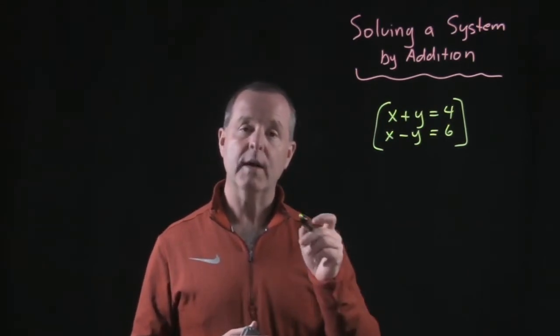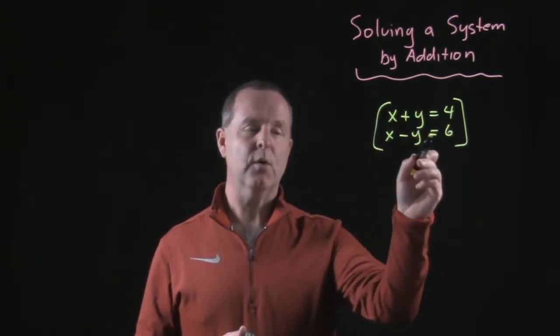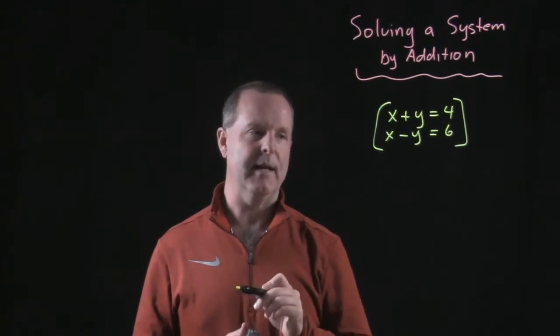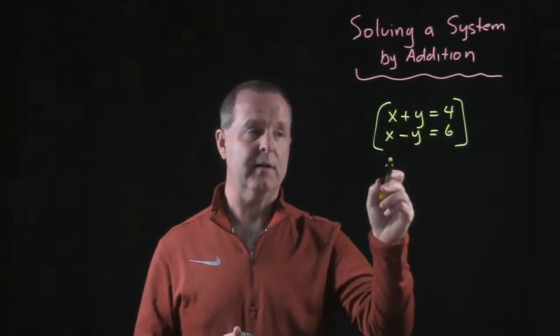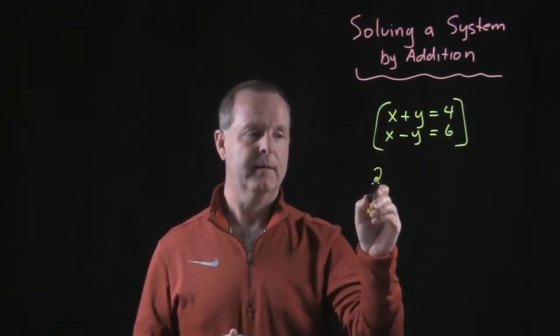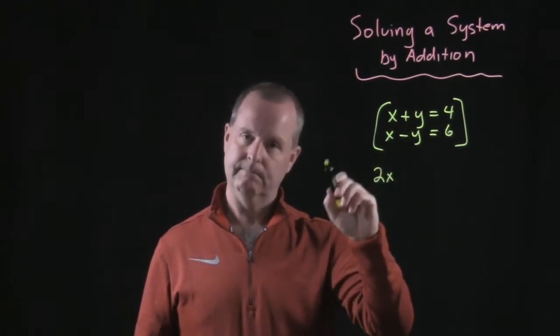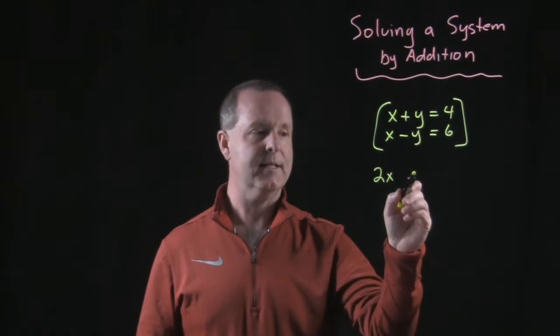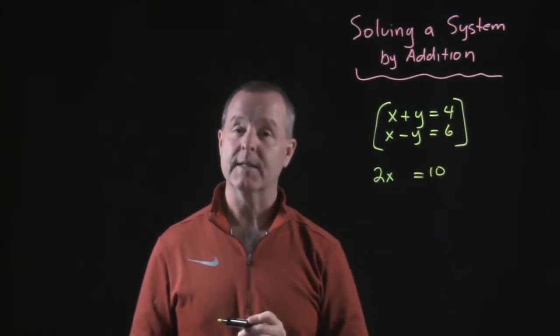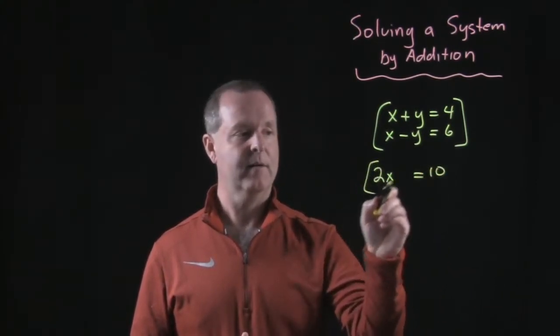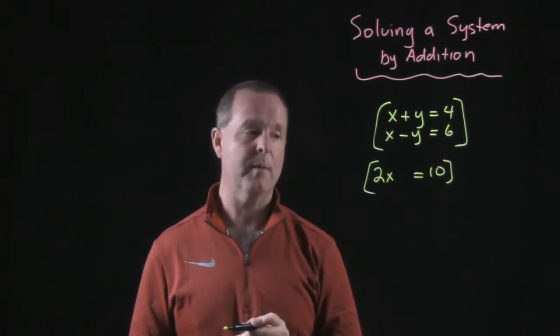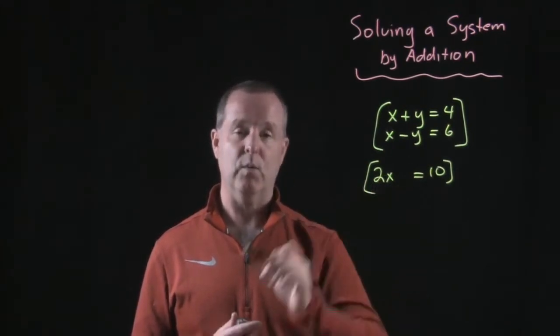Okay, what we're going to do is try to add these equations with the hope a variable gets eliminated. So what happens if I just add vertically? x plus x produces a 2x. y plus a negative y disappears. 4 plus 6 equals a 10. Now I have a 1 by 1 system: one equation with one unknown.